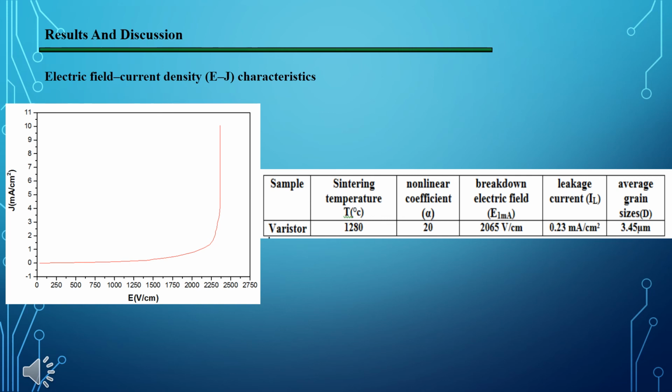It's derived from the E-J curve and is controlled by the existence of an electrostatic barrier at the grain boundary. The results of electrical characteristics are summarized in this table.